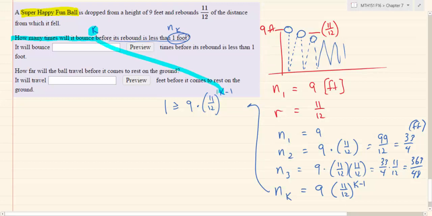That will tell you how many bounces it takes before that height is less than 1 foot. And that's what the first part is asking. How do you know when that height is less than 1 foot? So solve this equation, and that will give you the answer to part A.